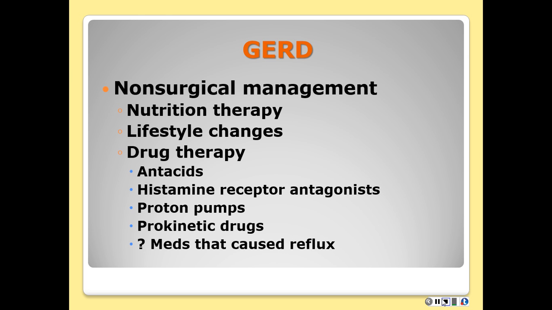All right, your histamine receptor antagonists. These are your medications like Tagamet and Zantac. These actually reduce the acid production in the stomach. That's how they work. These are on page 1207 in your book.